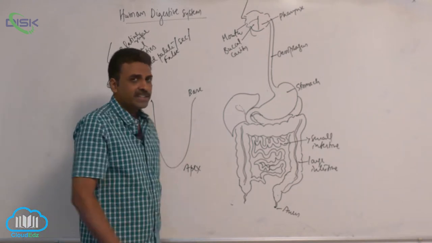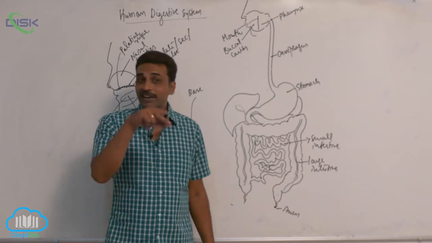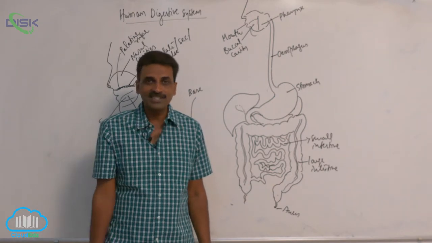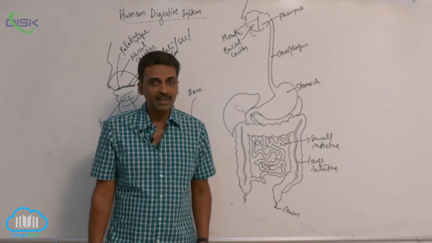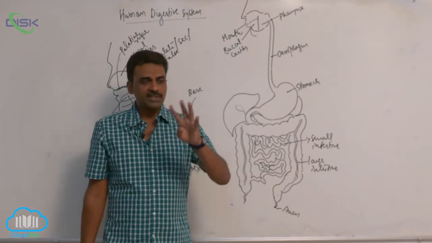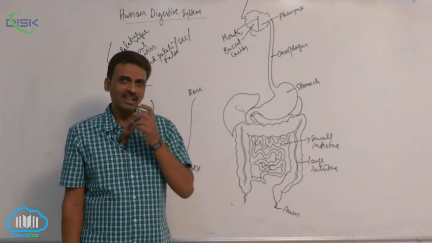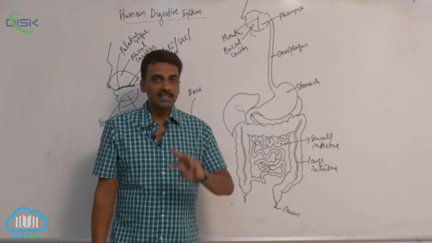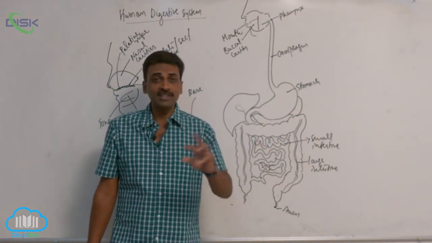Now the tongue contains 8 muscles: 4 intrinsic muscles and 4 extrinsic muscles. See, all 8 muscles are striped muscles. The tongue contains striped muscles, which again are of 2 types, intrinsic and extrinsic: 4 intrinsic, 4 extrinsic.